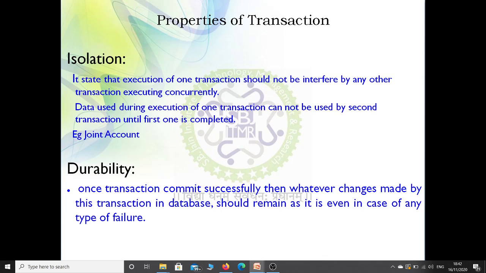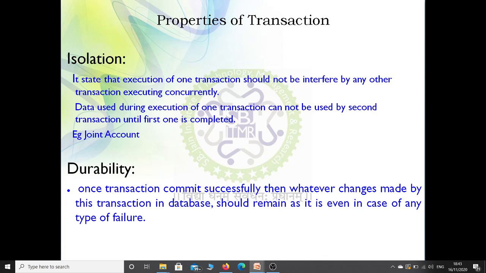And the next property is durability. Durability means once you make a change in the database, that should remain as it is. I gave you the example that 100 rupees is deducted from A and it is not being added to B. Or 100 rupees is deducted from A, and after some time I see the same 100 rupees present in account A. That means whatever change I made is not saved permanently. This should not happen. So once you make a change in the database, it should remain as it is.